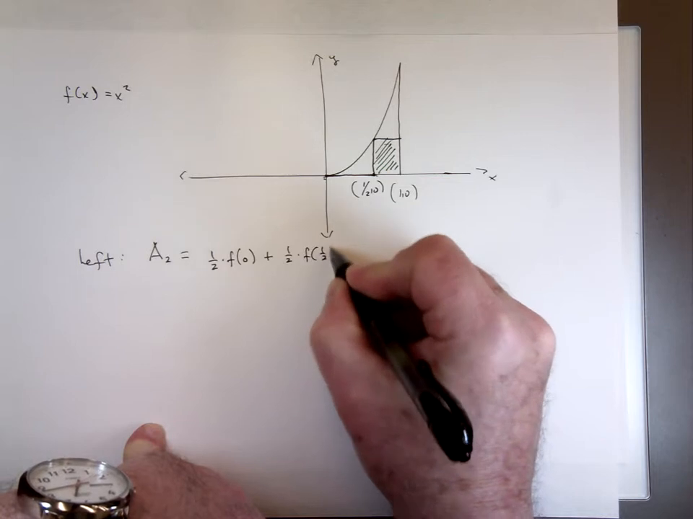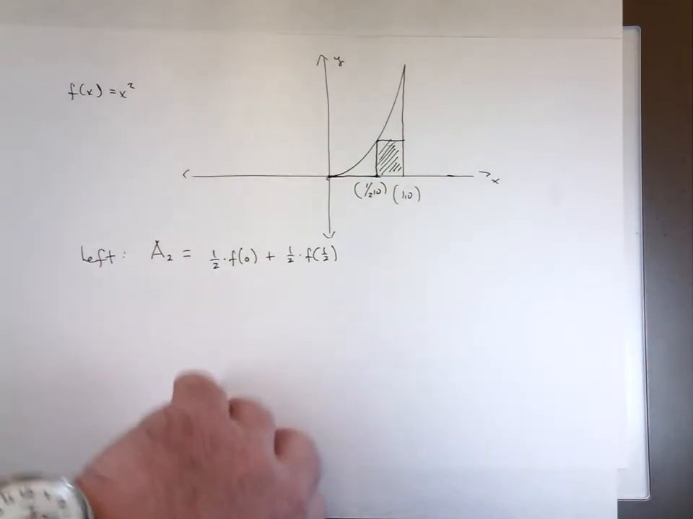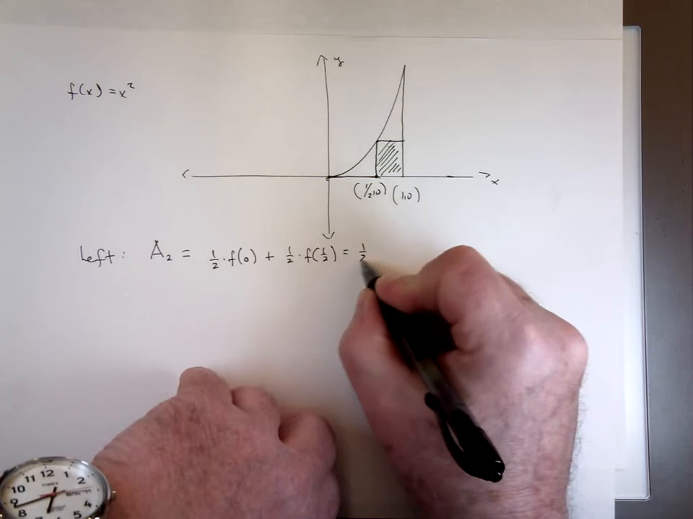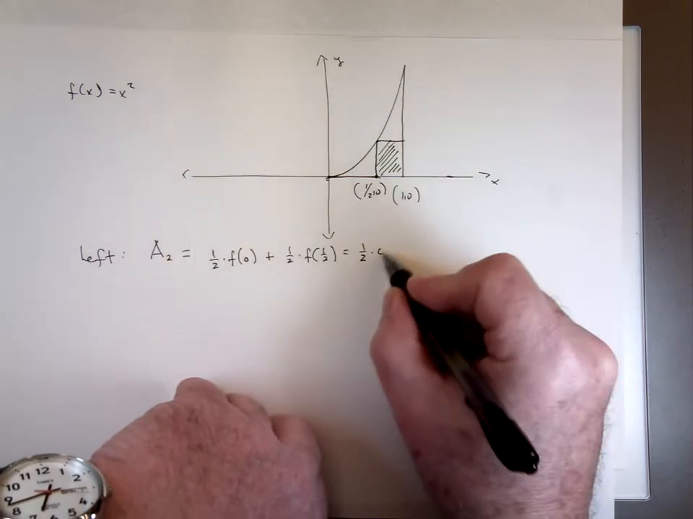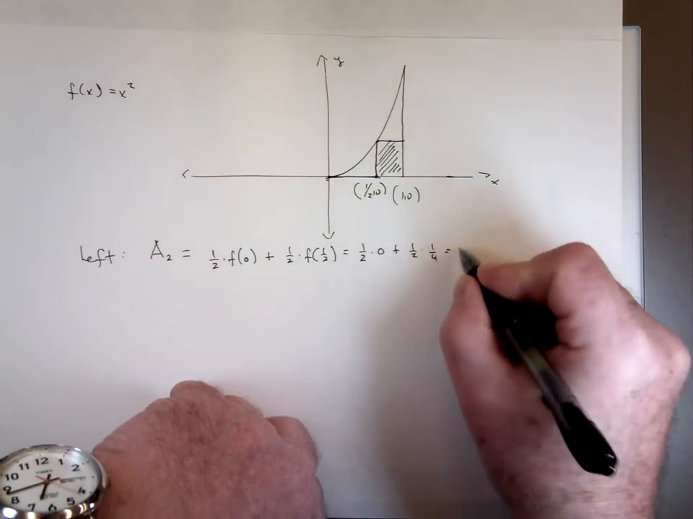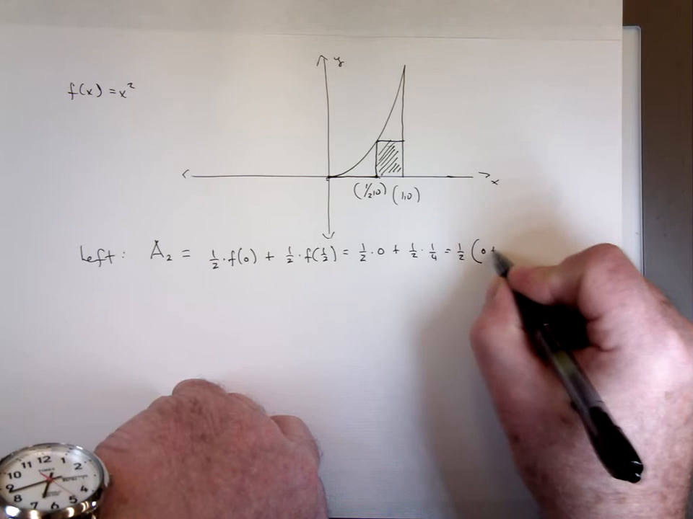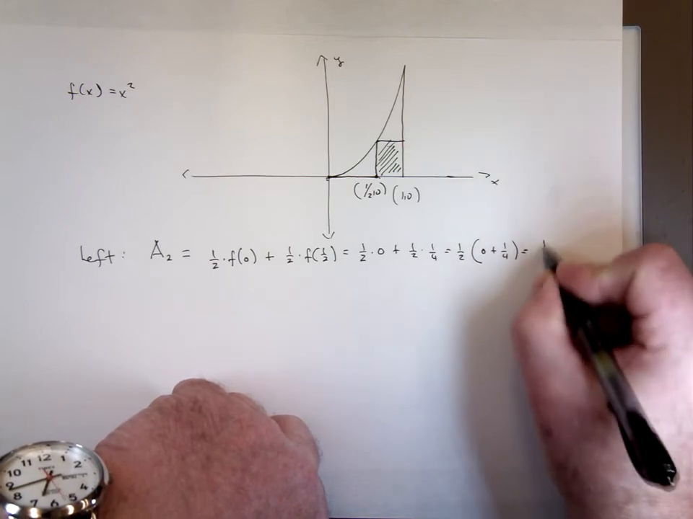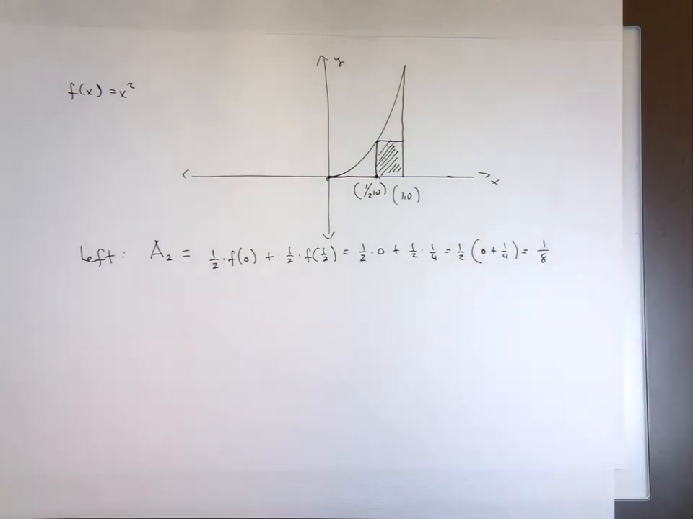The area of these 2 rectangles is going to be 1/2 times f of 0, which is 0, plus 1/2 times f of 1/2, which is 1/4. I'm going to factor out a 1/2: 0 plus 1/4. And that's equal to 1/8. Now, how good an approximation is that? It's not good. Is it greater than the actual area, equal to the actual area, or less than the actual area? It's less than the actual area.